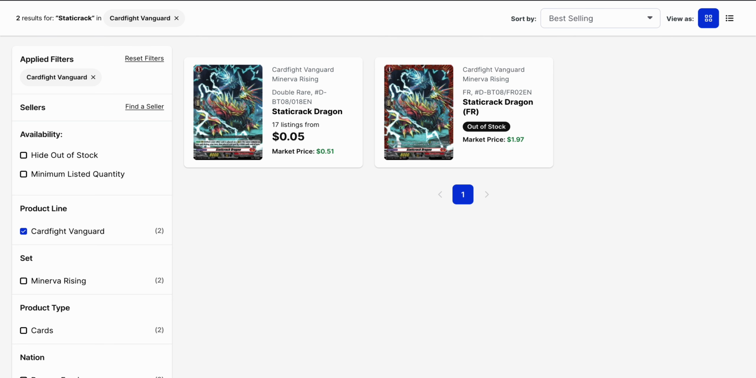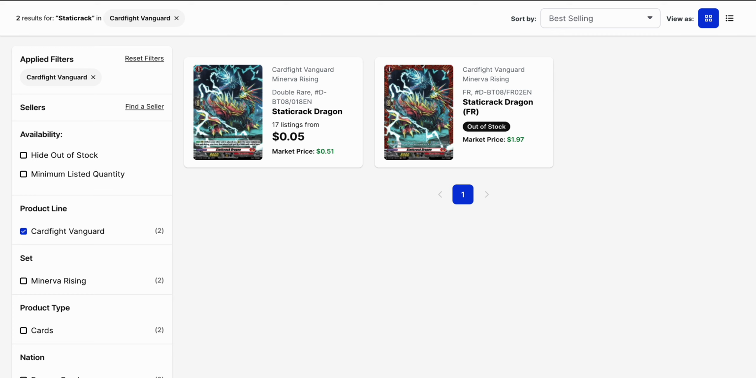There's also Static Crack Dragon, which has a market price of 51 cents and a base price of 5 cents. 17 listings overall. This one has been getting a lot of attention too, due to the fact that it can be used pretty well with Shura from Vargra, and it has overall playability with stuff like Vermilion or Shiranui as well.